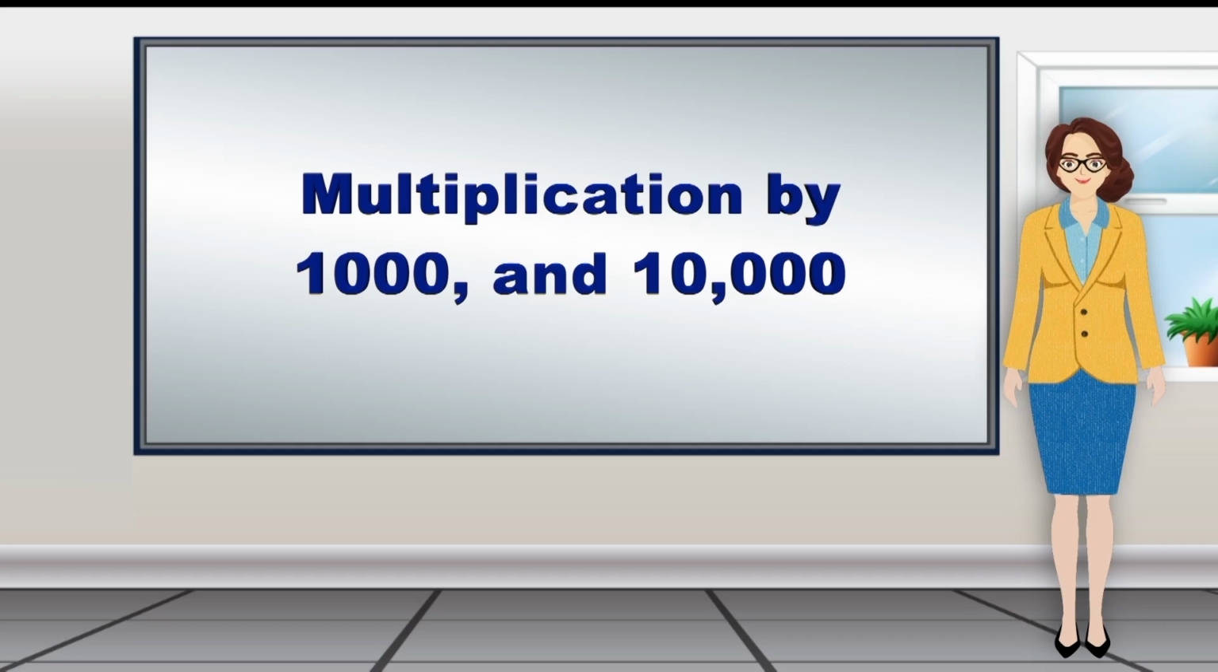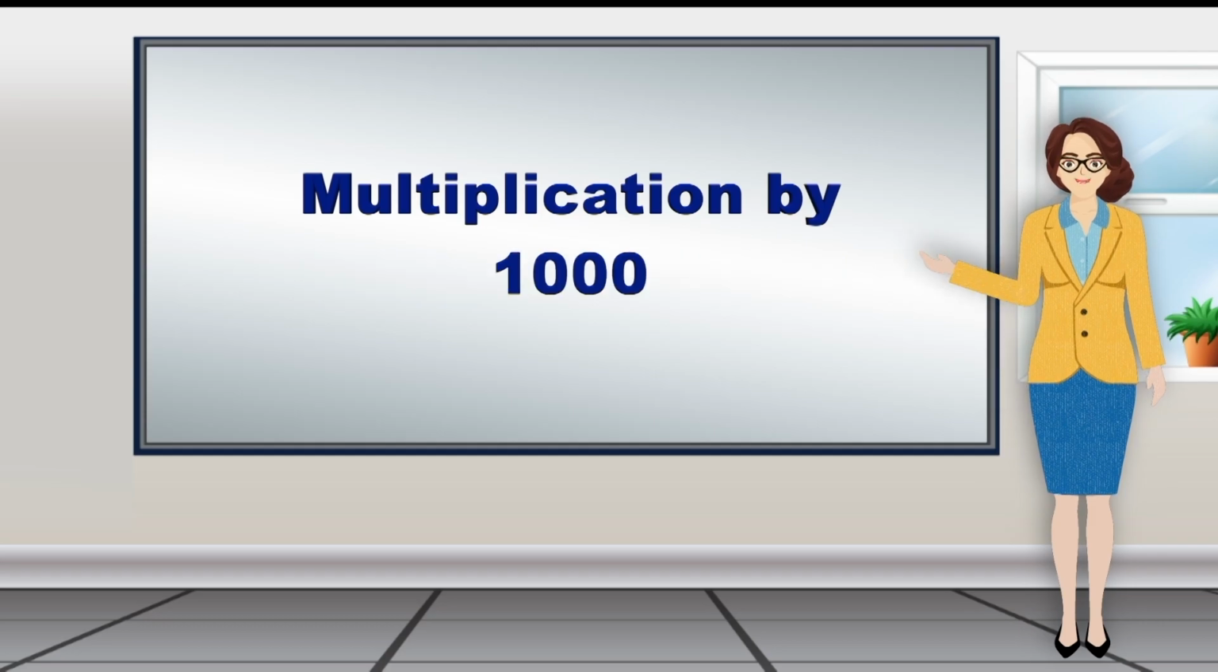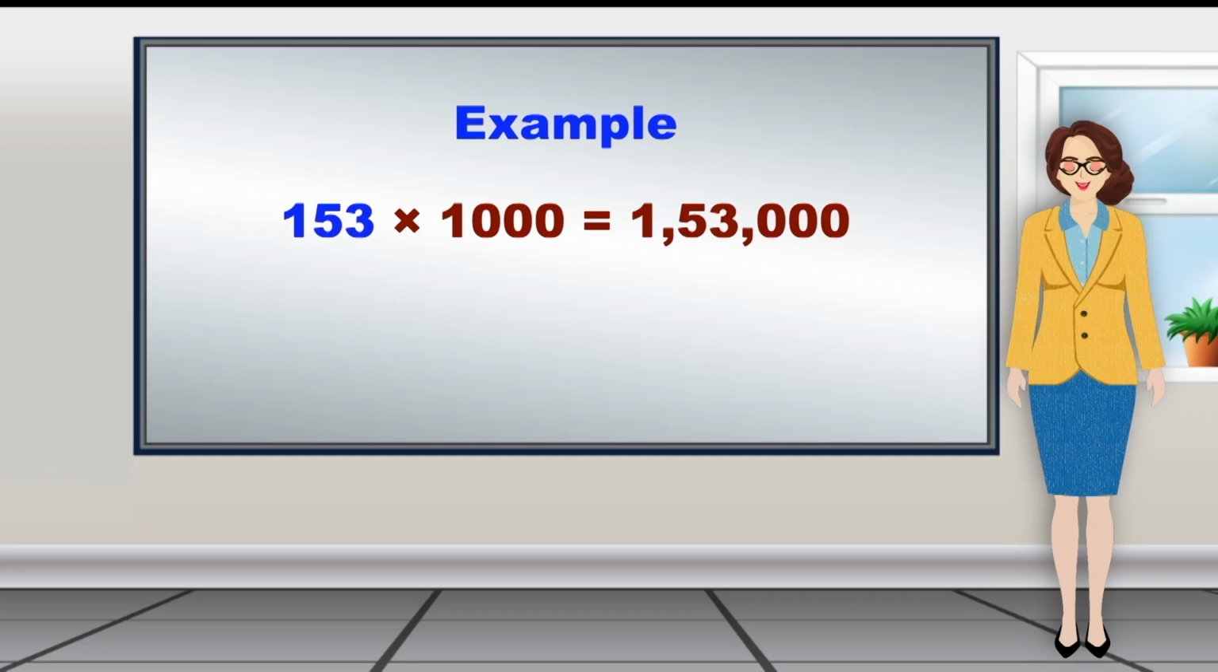Students, let's learn multiplication by 1000 and 10,000. Multiplication by 1000. When we multiply a number by 1000, 3 zeros are added to the right of the multiplicand to get the product. Example, 153 multiplied by 1000 equal 1,53,000. As we are multiplying by 1000, 3 zeros have been added to the multiplicand.